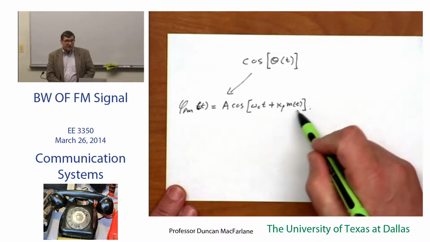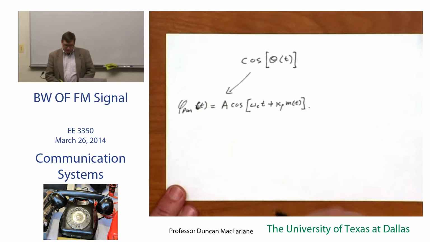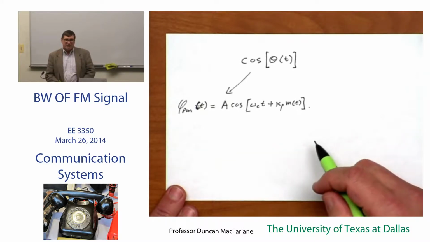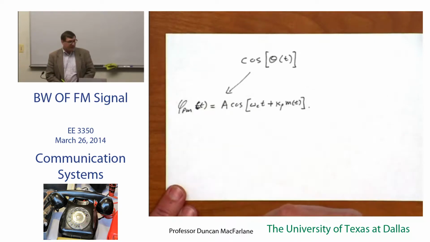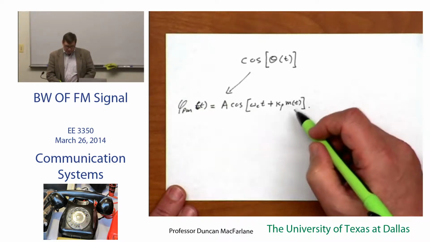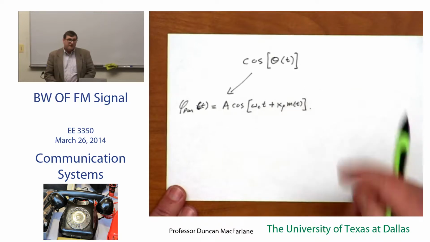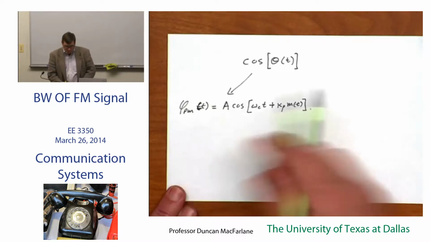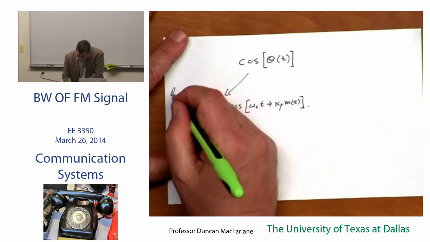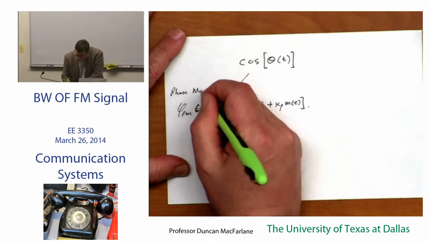So m(t) is our message signal. k_p is a scaling factor. Just think of it as a gain amplifier if you want. So m(t) is our message signal, k_p is our scaling factor, and somehow we have to figure out how to put it inside the payload of the cosine. This is the example of phase modulation.